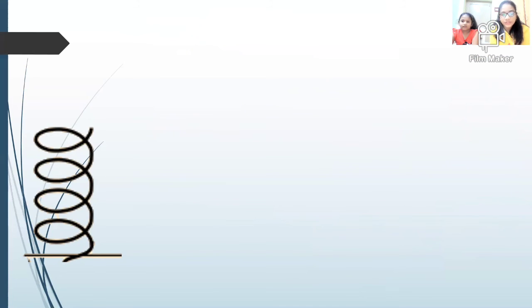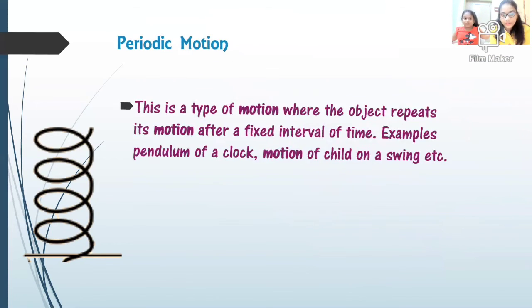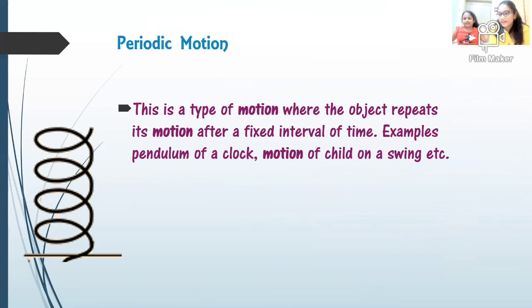Now let's learn about the next motion. Periodic motion. This is a type of motion where the object repeats its motion after a fixed interval of time. Examples: pendulum of a clock, motion of a child on a swing, etc. You can also see the spring in this picture. It bounces, comes up and bounces again. After a fixed interval of time, the motion is repeating. Such type of motion is periodic motion.